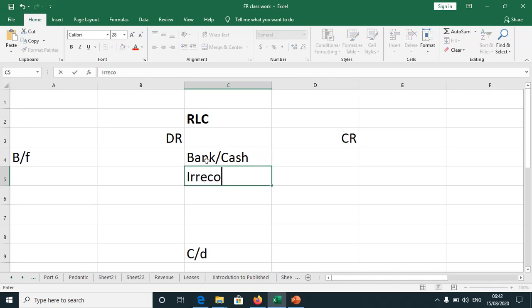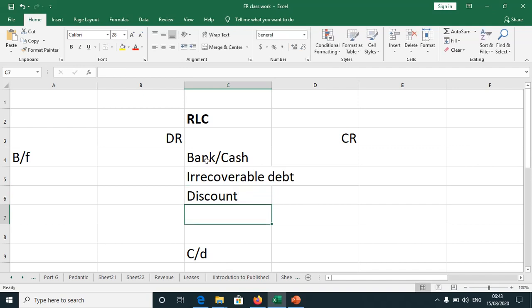Irrecoverable debts should be credited. Contras, discount allowed as well. Discount allowed should be credited. And there is also what we call contra. All that should be credited.